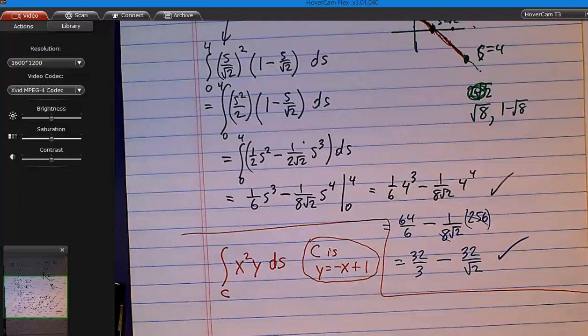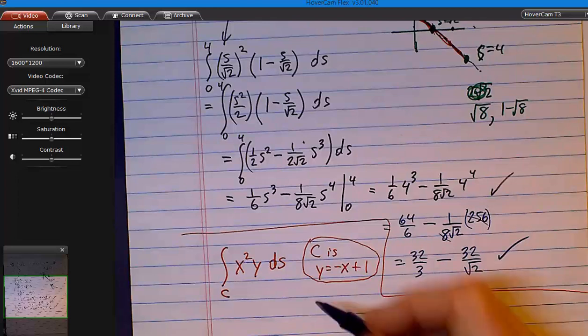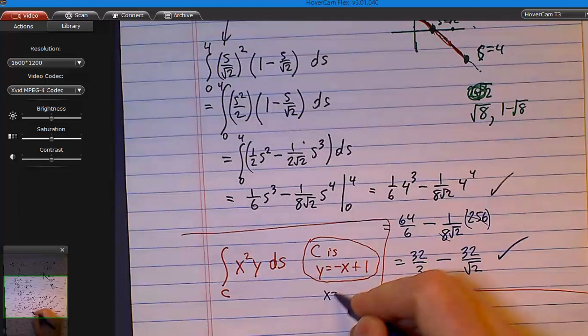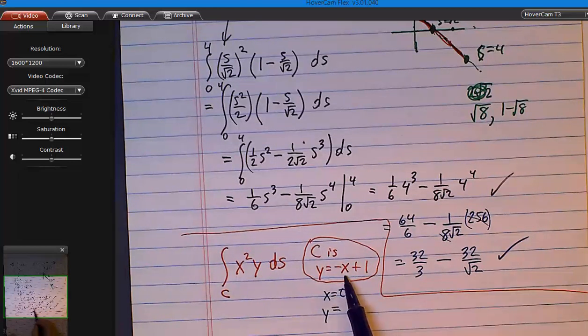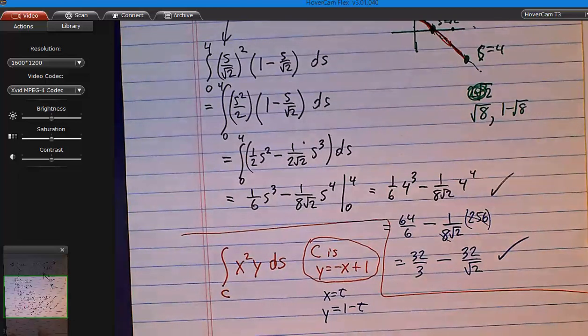You can parameterize any curve very simply in the following way. We just say x equals t, and then we say y equals, well, if we throw a t in there, you could either write negative t plus 1, or I could write 1 minus t. Are you with me on that idea?